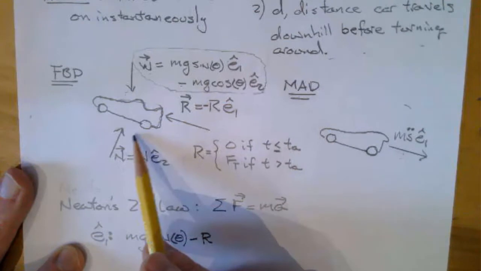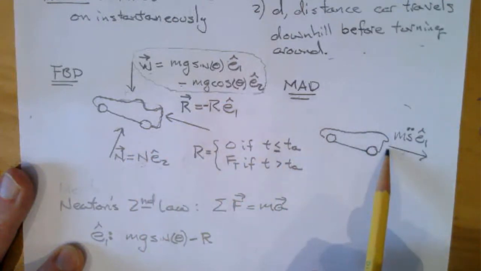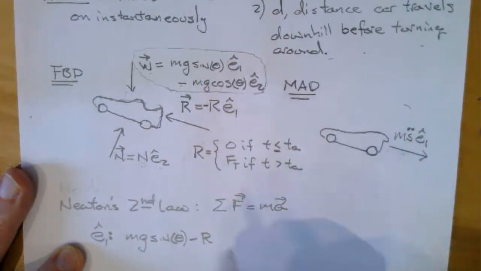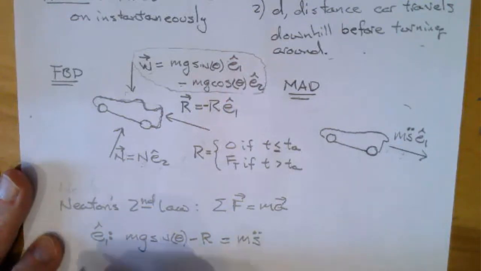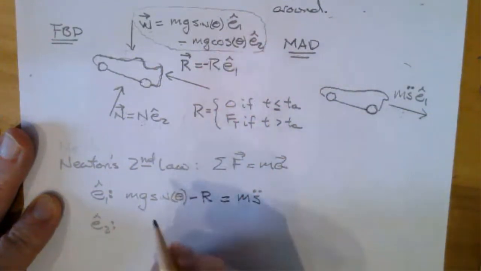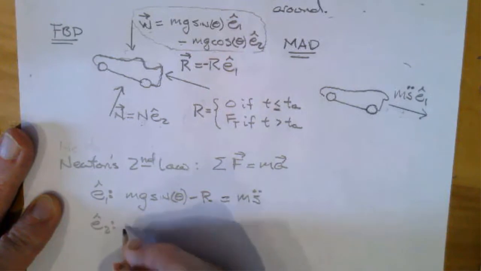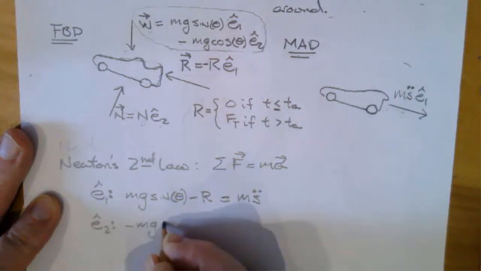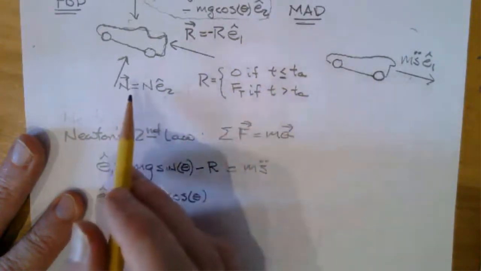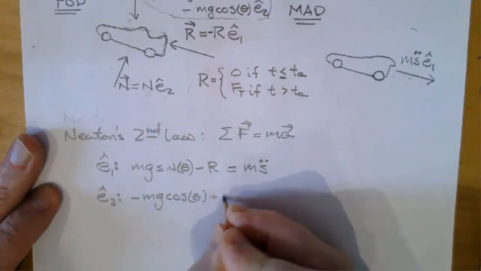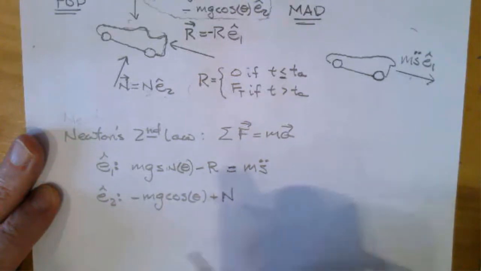And this has to equal the e hat 1 component of mass times acceleration. So all of mass times acceleration is in the e hat 1 direction, so I'll just call this m s double dot. How do you like that? Right? And then e hat 2, let's do the same thing. Again, we'll go through this component by component. I've got an mg cosine theta, minus mg cosine theta in the e hat 2 direction, and nothing from the rocket force, and then I've got the normal force, right? Plus n in the e hat 2.